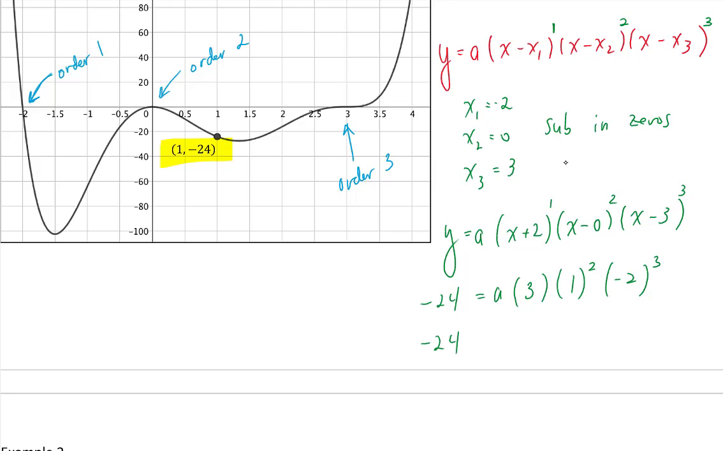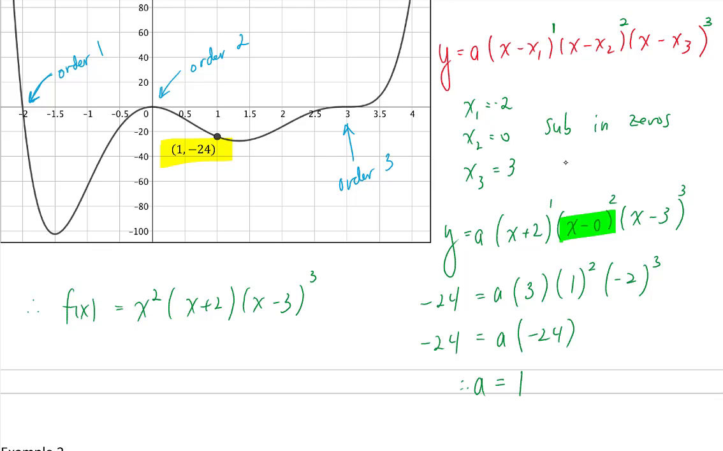So this gives me -24 is equal to a times 3 times -8, so -24, and we end up with an a value of 1. So therefore, f of x equals, our a value is 1, and then we have our x minus 0 squared, so I'm just going to write that at the start as x squared. And then we have our x plus 2 and our x minus 3 all cubed.